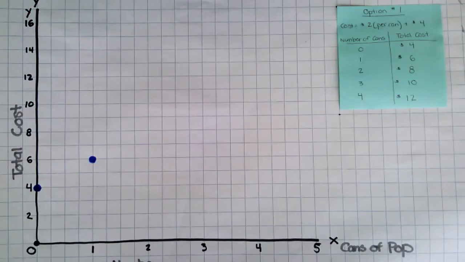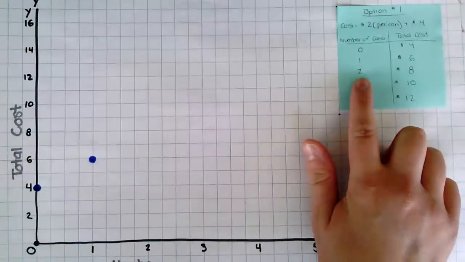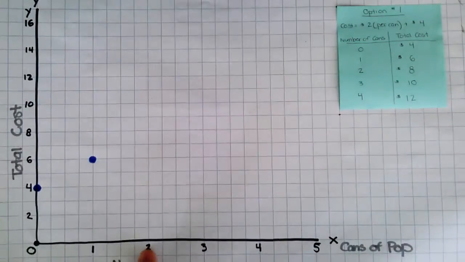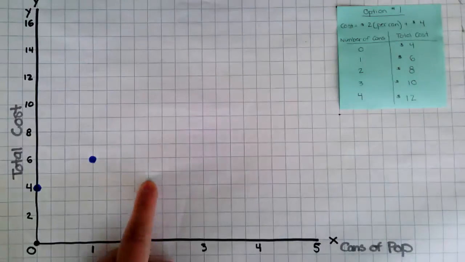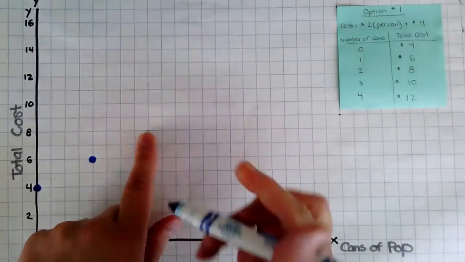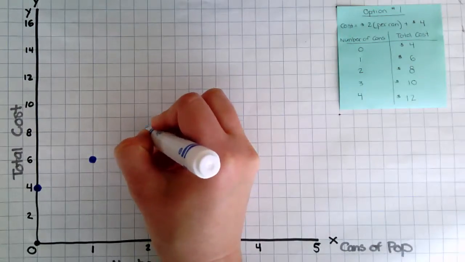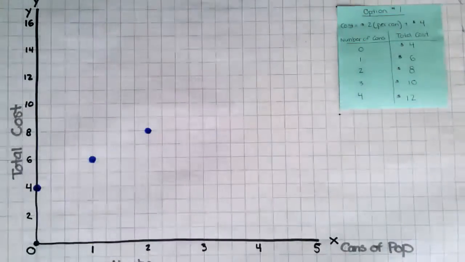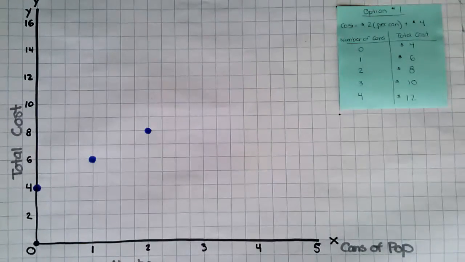And the next one we're going to look at is 2. At 2 cans of pop, $8. So we locate 2 on the x-axis and we go up until we find 8, and we put a point there. Perfect. As you can see, we can just keep continuing to plot these points and we'll end up with our line in our graph. If you need any more help graphing or if you want to finish graphing this, that's something you can consult with your teacher.